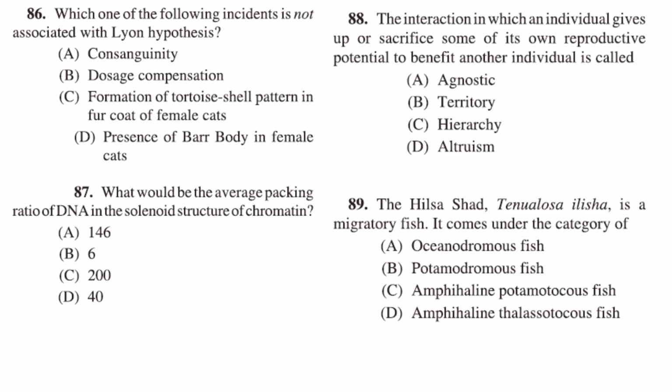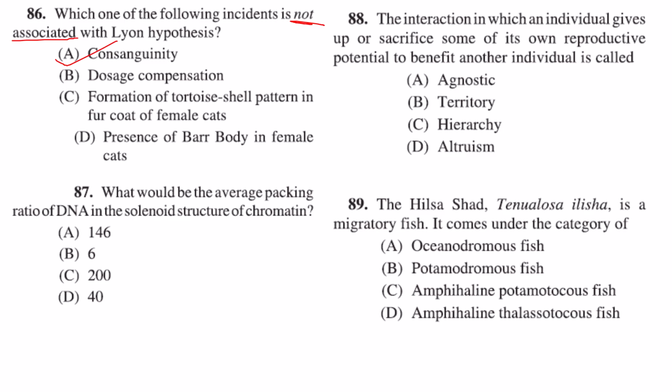Okay, now see the options. Consanguinity, that is marrying members within the same family, that is marrying your own cousins. So it can lead to increased risk of genetic disorders, and it is not associated with the Lyon hypothesis. So they have asked not associated. So the answer is option A. Dosage compensation. Yes, I told you. Formation of tortoiseshell pattern in fur coat of female cats. Yes.